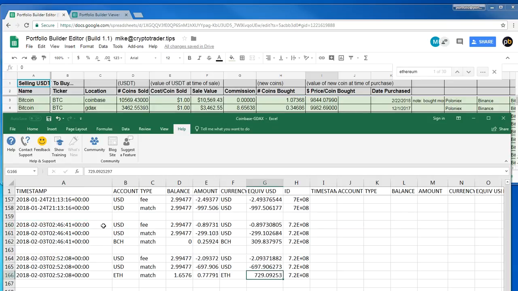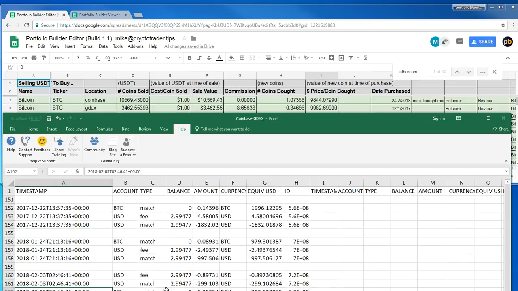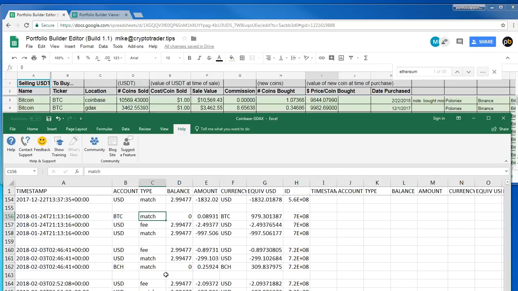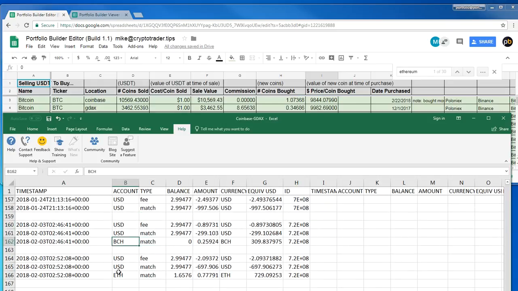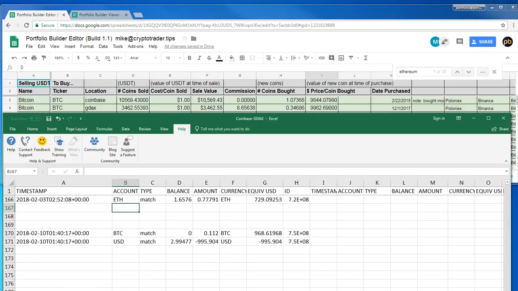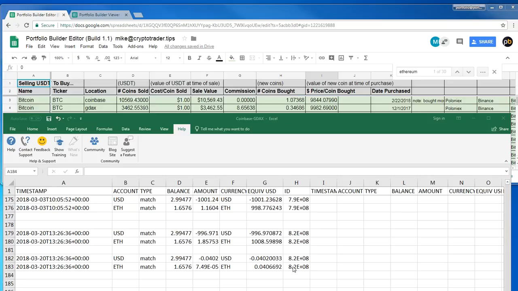Now I do want to point out that on the Bitcoin pairs, the fee was in the middle of the trade. However, once we got down to the Bitcoin Cash and the Ethereum trading, note that they did place the fee at the top of the trade. And I'd also like to point out that on these two trades there were no fees. So that would be a limit order where you don't pay fees because you are the maker of the trade.